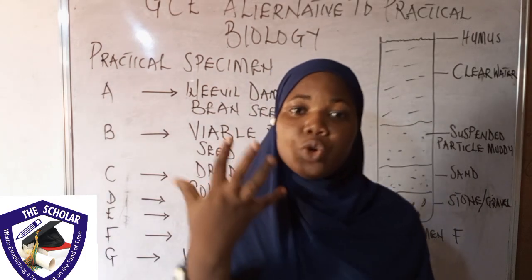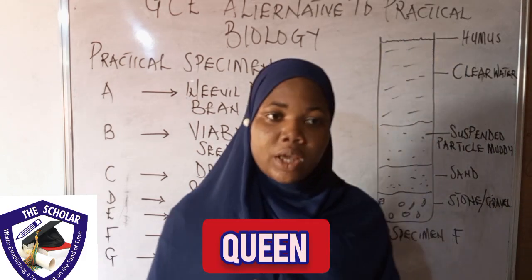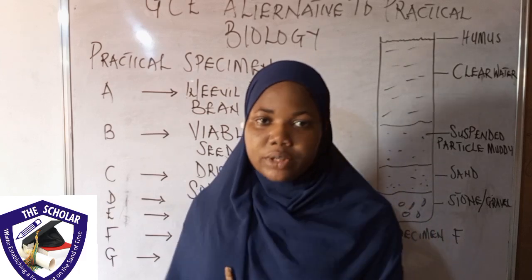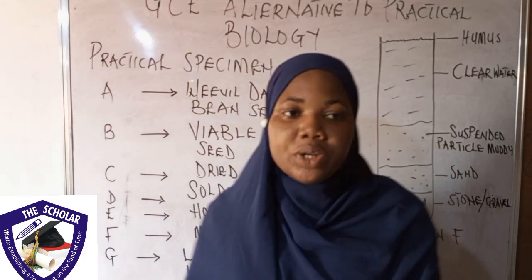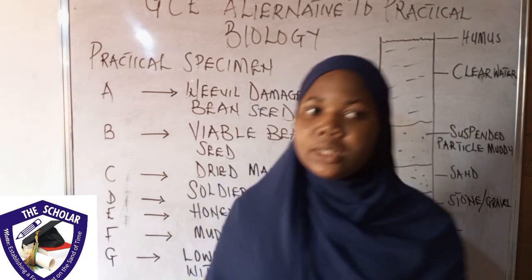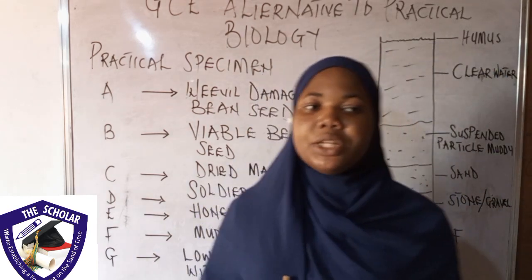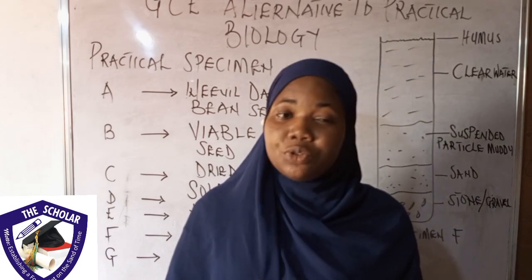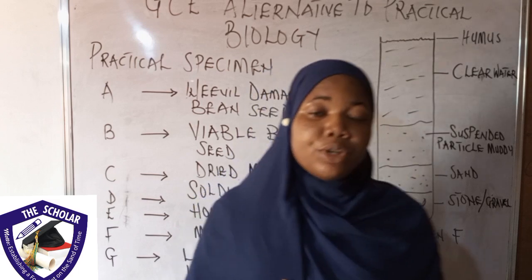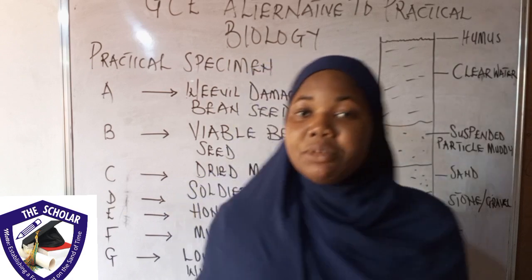Now, the caste and members of this specimen E are the queen, the drone, and the worker. The queen lays eggs, the drone mates with the queen, and the worker protects and provides food for the rest of the members. Now, what are the observable features of specimen E? Number 1, possession of 3 pairs of walking legs. Number 2, they are also blind. Their body is divided into 3 divisions, and they have an exoskeleton. That means their skeleton is outside the body.